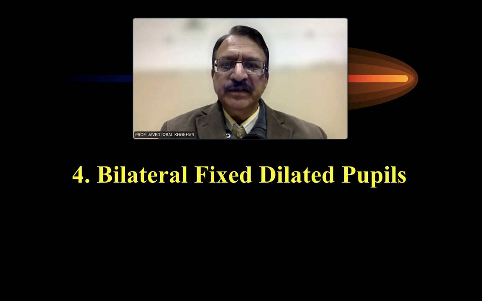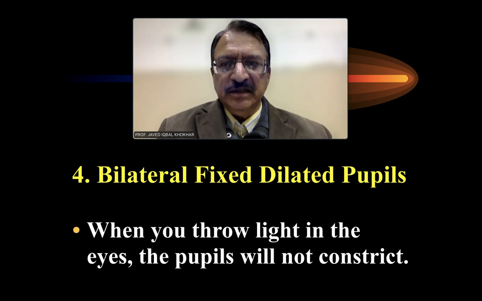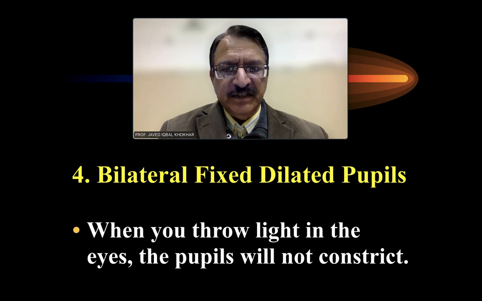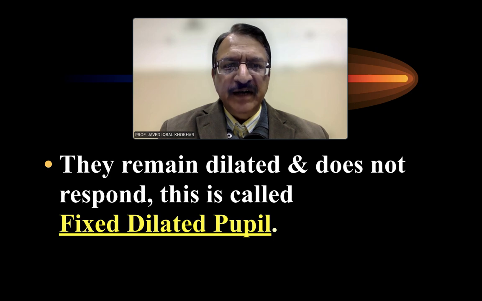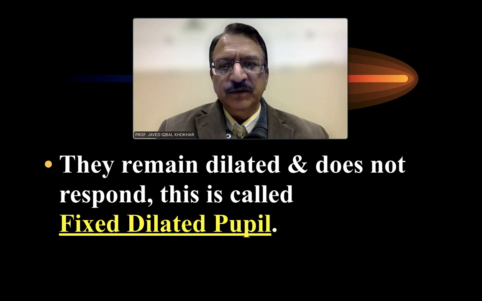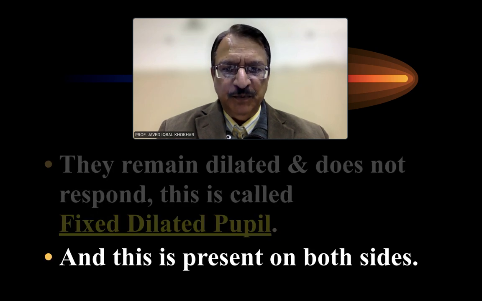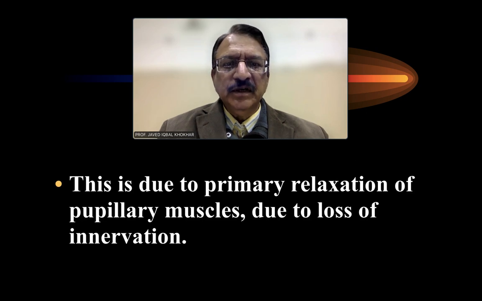Then bilateral fixed pupils, that is, when you throw light in the eyes the pupils will not constrict and they remain dilated and do not respond. That is called fixed dilated pupil. When we throw light into the eye it does not contract, and that is the fixed dilatation of the pupil, and this is present on both sides. And this is due to primary relaxation of the pupillary muscle due to loss of innervation.